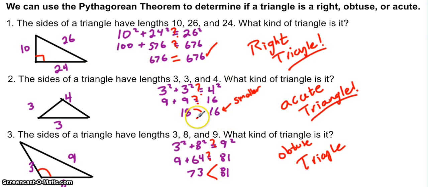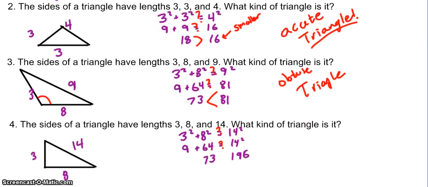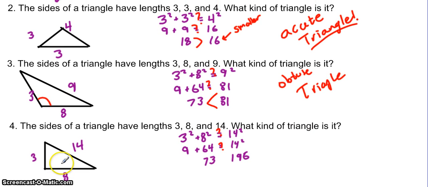So we figured out that if the hypotenuse is too small compared to the a squared plus b squared, it's acute. If it's too big, it's obtuse. But what about number 4? Well, number 4, we have a 3, 8, 14 triangle. And if we use the Pythagorean theorem here, we see we've got 73 for the a squared plus b squared and 196 for that c squared. So clearly, the c squared is larger, and it looks like this is going to be an obtuse triangle.